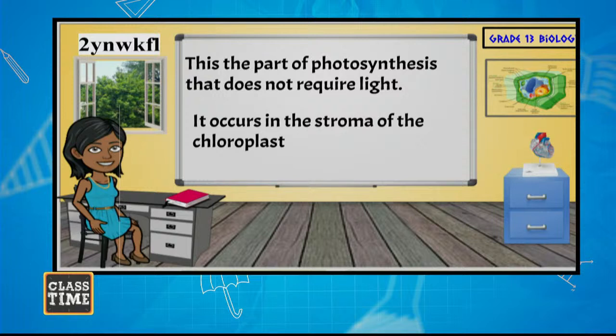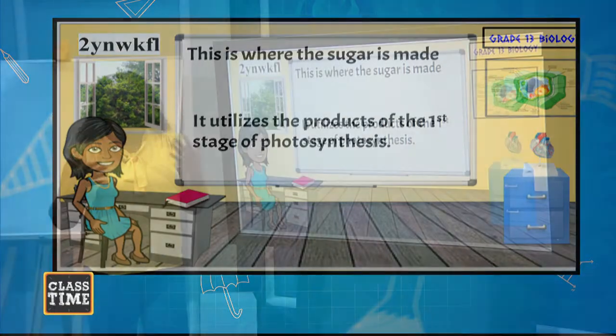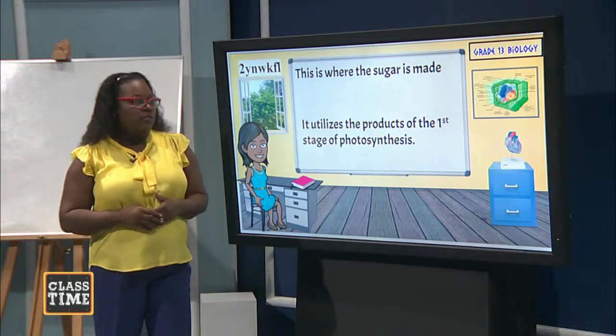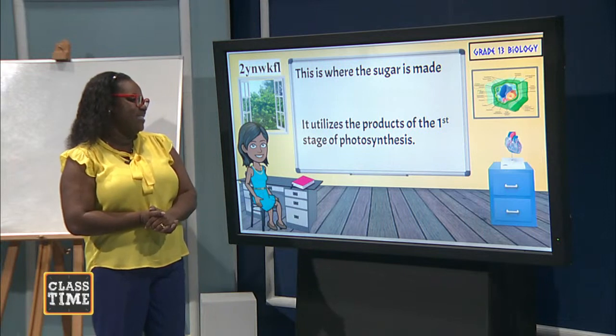It also occurs in the stroma of the chloroplast. Earlier, the light-dependent stage was occurring in the thylakoid membrane itself. This time, it occurs in the stroma. This is the stage where the sugar is made, and that's the ultimate goal of photosynthesis, as we know. The purpose of photosynthesis is to make sugar, or to make food for plants. That is how plants make their food. So this is where the purpose of photosynthesis is fulfilled.